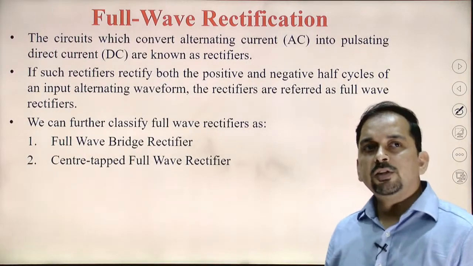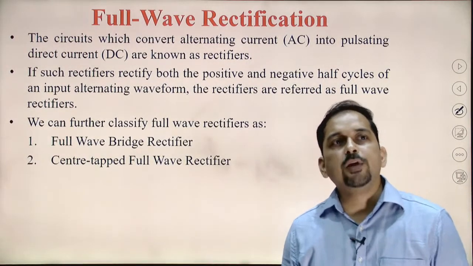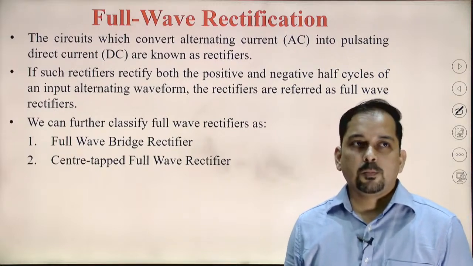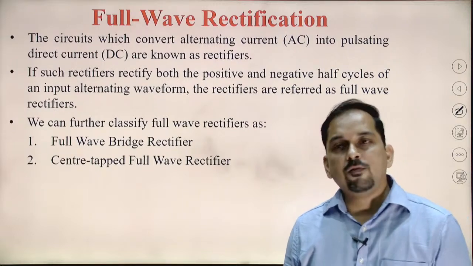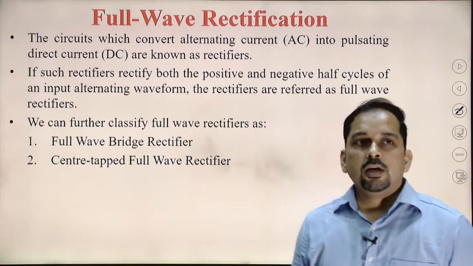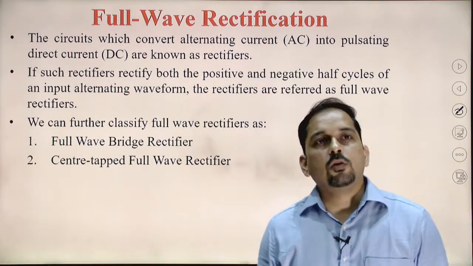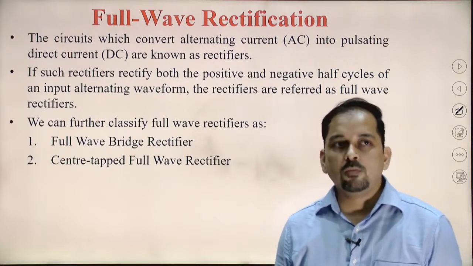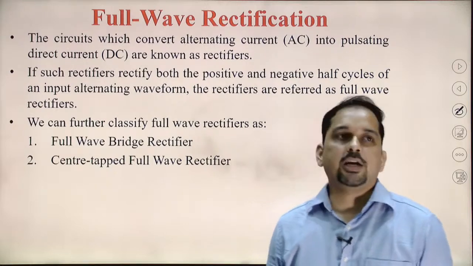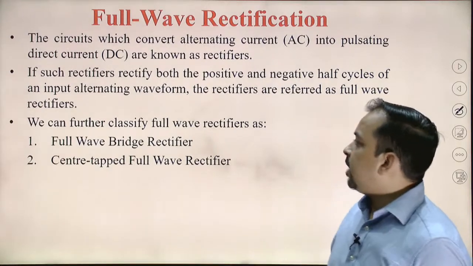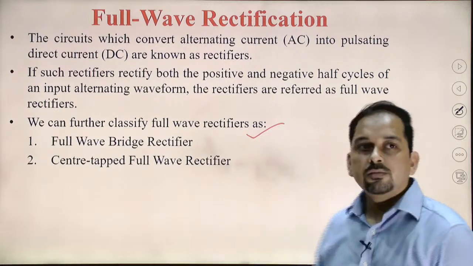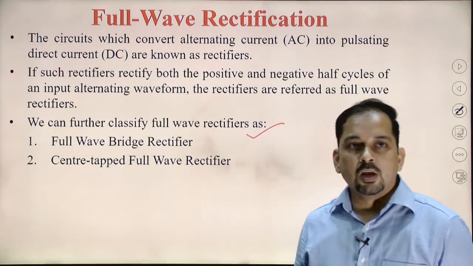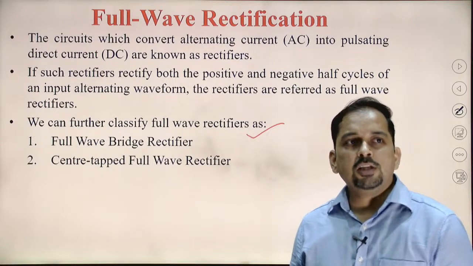So since the efficiency is very less, we are moving towards the other rectifier, which is known as the full wave rectifier. In the full wave rectifier, when the circuit is able to transform both positive as well as negative half cycle of the input waveform, then the circuit is known as a full wave rectifier. The full wave rectifiers can be further classified as the full wave bridge rectifiers and the center tap full wave rectifiers. We will see what these circuits are.